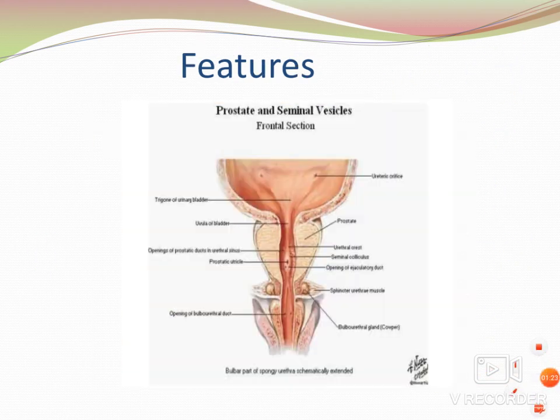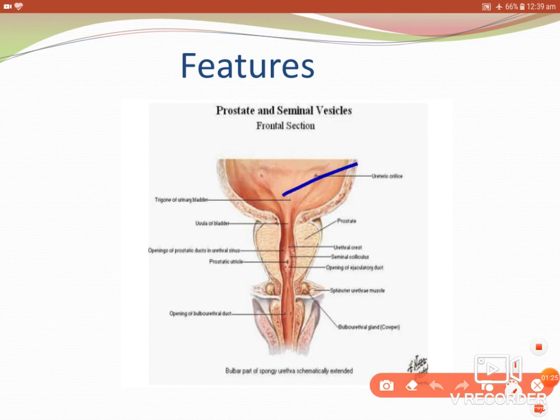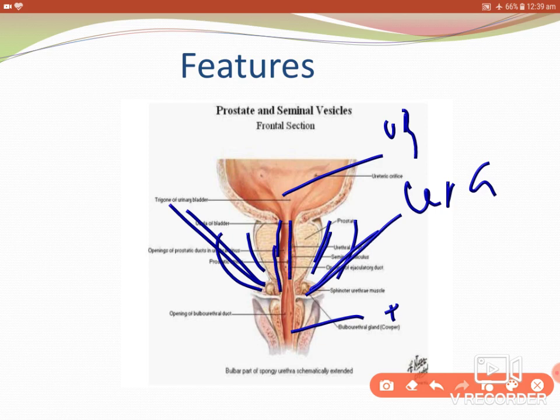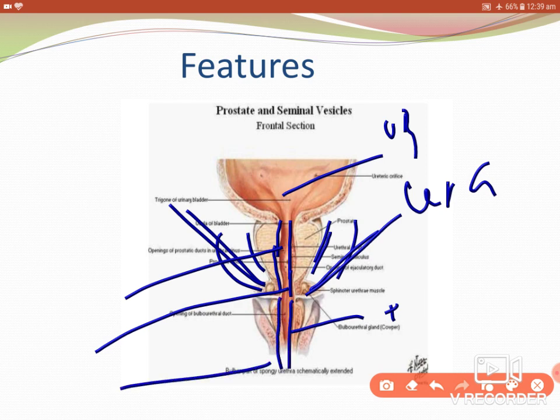In this coronal view, this is the urinary bladder. This is part of the penis. This is the prostate. The surface here is the lateral surface. It relates to a muscle, the levator muscle. So that's about the features of the prostate. It is also traversed by the urethra. This is the prostatic urethra. Here we get the membranous urethra. This is the spongy urethra through the penis.